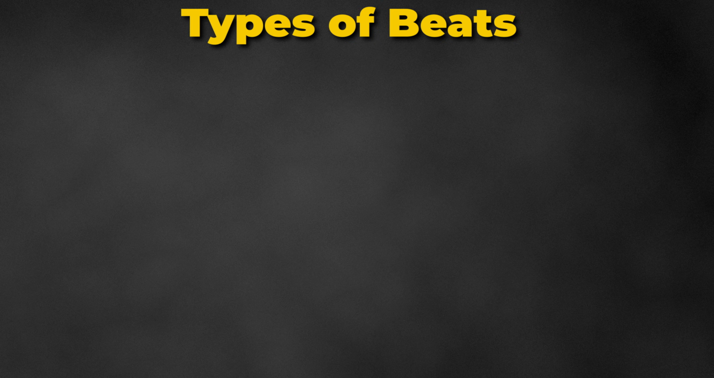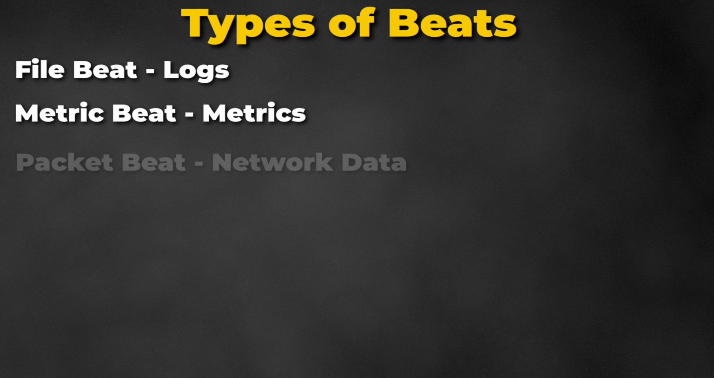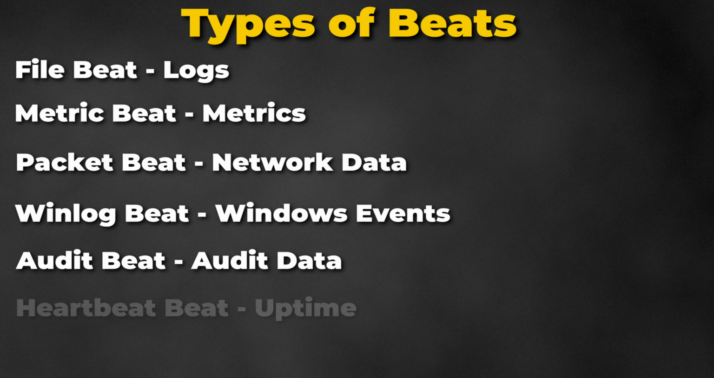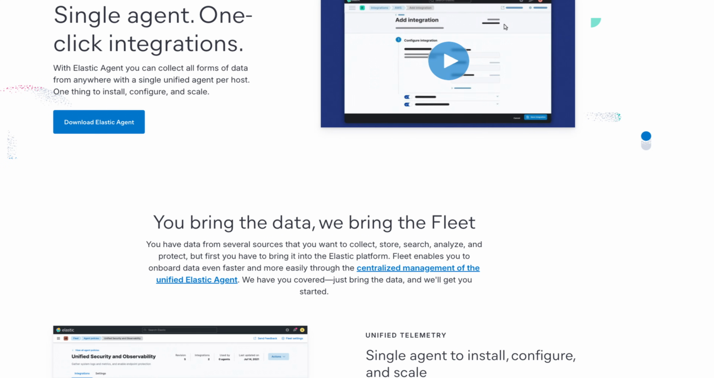There are 6 different types of beats: filebeat for logs, metricbeat for metrics, packetbeat for network data, winlogbeat for Windows event logs, auditbeat for audit data, and heartbeat for uptime monitoring. And depending on what telemetry you want to collect, you would install the appropriate beat onto the endpoint. The other way to collect telemetry is by using the Elastic Agent, which essentially can collect all different types of data using one unified agent per host. And as a sneak peek, this is what we'll be using for the 30-day challenge.